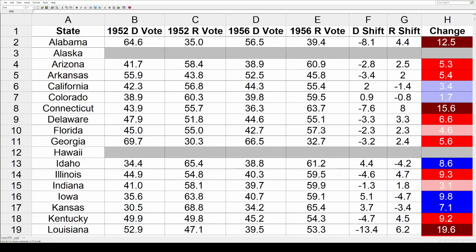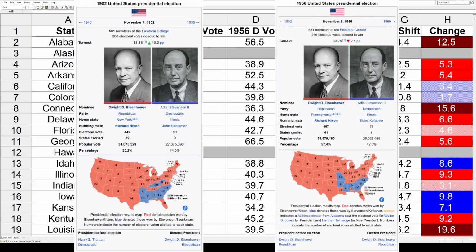If you want to get a little bit of background about these elections, let's take a look at that. 1952, Eisenhower. He won his first term with 442 electoral votes. He carried 39 states and got 55.2% of the popular vote. His opponent was Adlai Stevenson, and he got 89 electoral votes, carried 9 states, good enough for 44.3% of the popular vote. In 1956, it was a rematch.